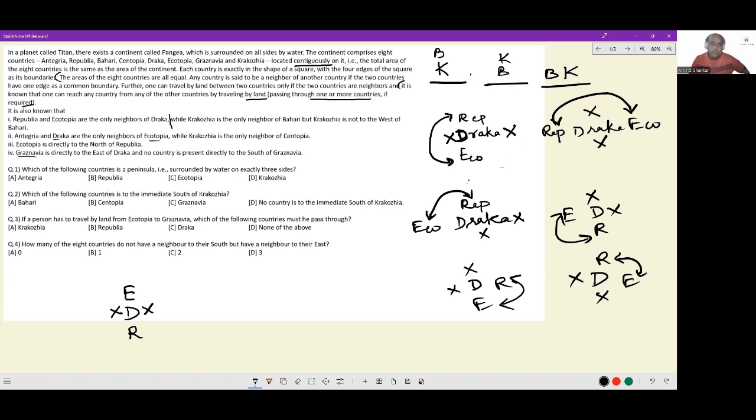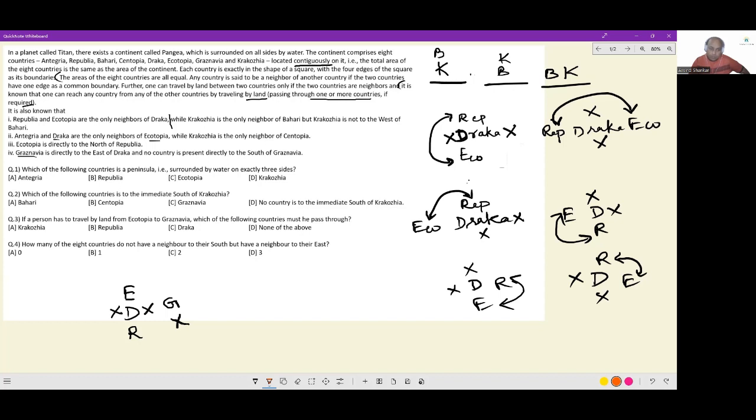Grasnavia is directly to the east of Draka and no other country is present directly to the south of Grasnavia. To the right of Draka is where the east would be. You will most certainly have Grasnavia here. Now, if you have Grasnavia here, there is no country present directly to the south of Grasnavia.